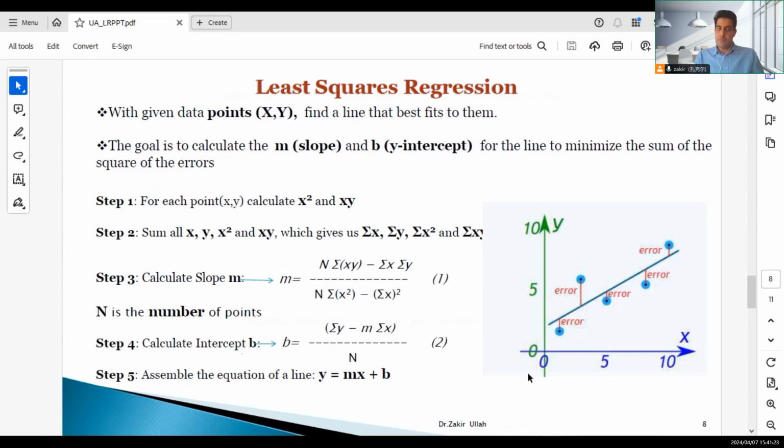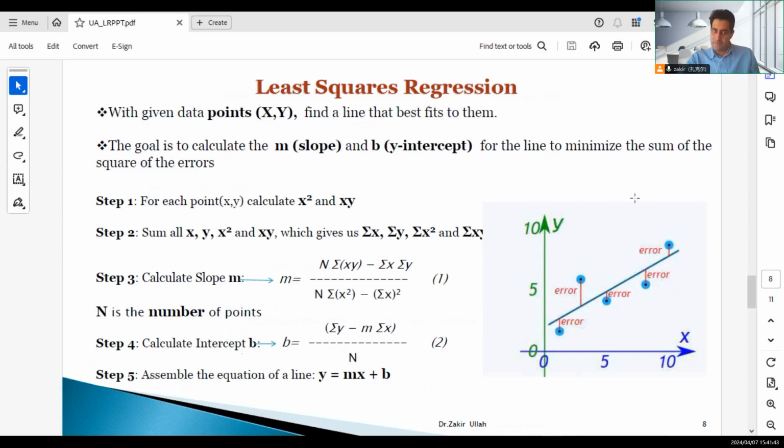So with given data points x and y, the goal is to find a line that best fits them. This figure shows 5 data points, and the vertical deviations of those data points from the fitted line are called errors.